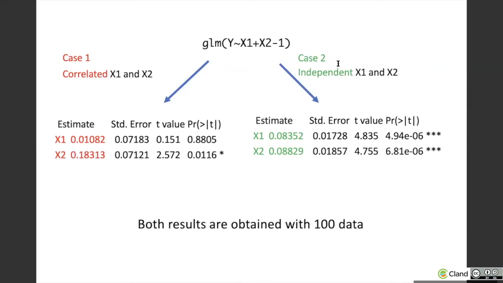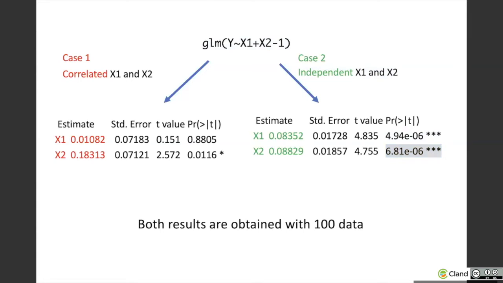Now I can repeat the same procedure, but generating 100 data points, assuming that the correlation between X1 and X2 is zero. So I generate 100 data points, but without any correlation between X1 and X2. And now I see that implementing exactly the same model, I obtain results that are quite satisfactory, because the estimated effects of X1 and X2 are almost the same, and very close to the true value, 0.1. In addition, here, the statistical test indicates that the two inputs are significant.